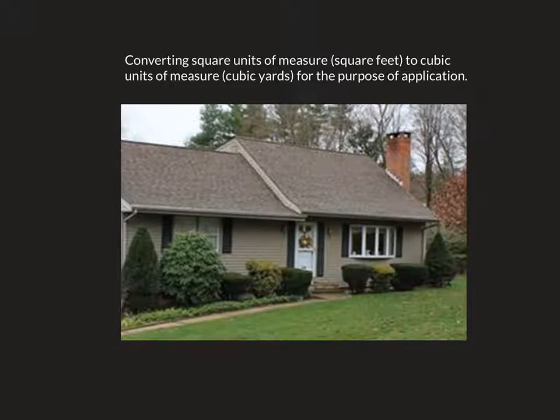In this video, we're going to be talking about converting square units of measure, particularly square feet, to cubic units of measure, particularly cubic yards, for the sole purpose of application. In this picture, you'll notice this is a picture of a house, and more importantly, it's a picture of my house. Was not a huge fan of these shrubs, so I removed them.